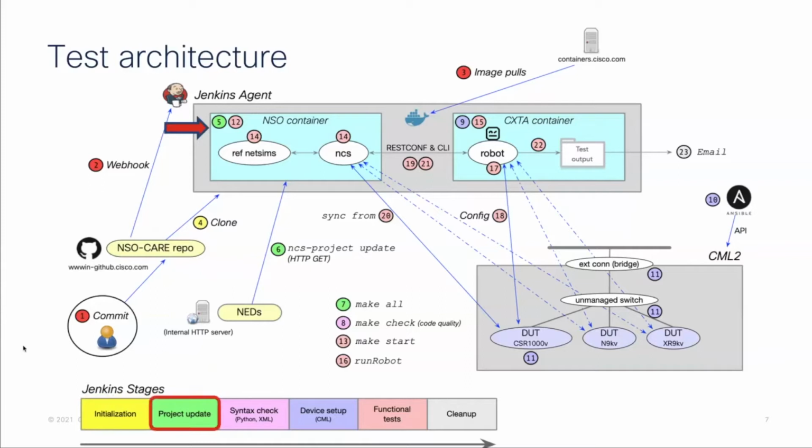So the next stage is a project update. The first thing this stage does is launch an instance of our custom NSO container, and it maps that Jenkins workspace into it, so it's available as a local directory effectively. Then the stage executes an NCS project update, and that ends up, among other things, fetching any required NEDs as defined by the project metadata.